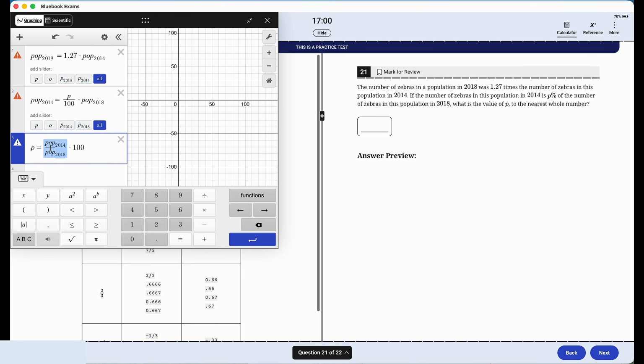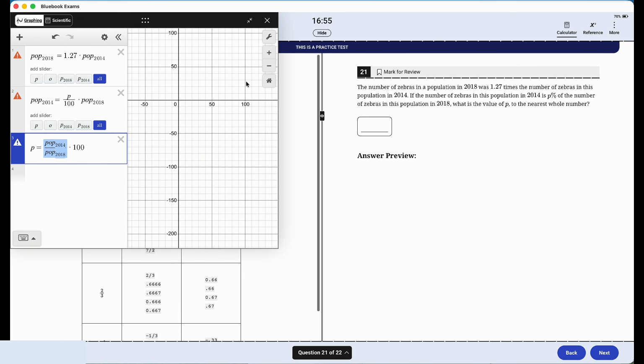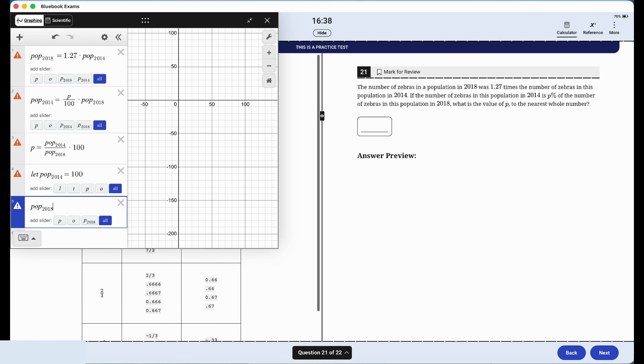So basically what I need to solve this problem is to know these two populations. They didn't tell you anything about it, but it's this first equation that allows us to do that. If you understand equations, to get population 2018, it just depends on what the population 2014 is. So I can say, let population 2014 equal 100, and then my population 2018, that's simple math.